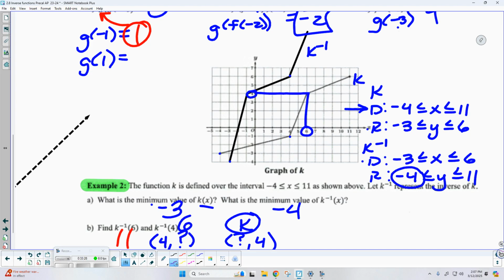Now, even if I had just gone to K inverse, if I plugged in a 4, gone straight up to the graph, I'm still getting that right answer. Again, I just wanted to go ahead and show you a different perspective on that.